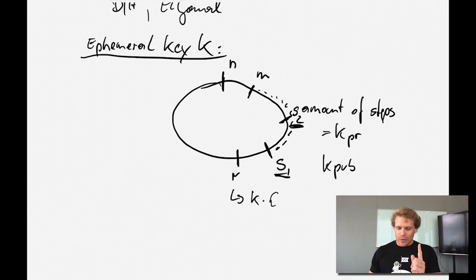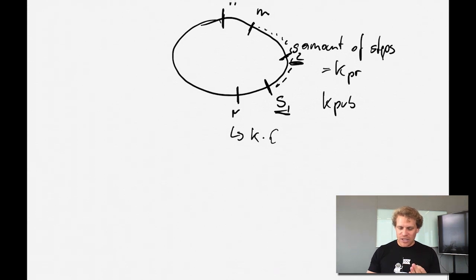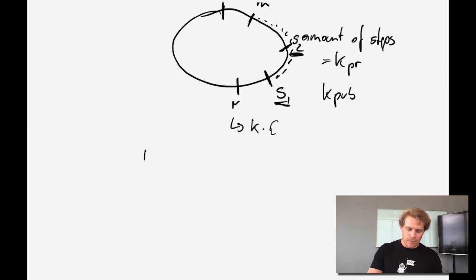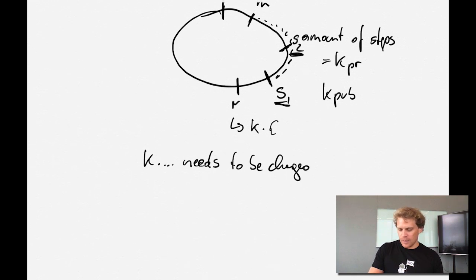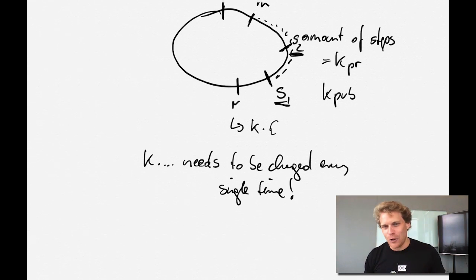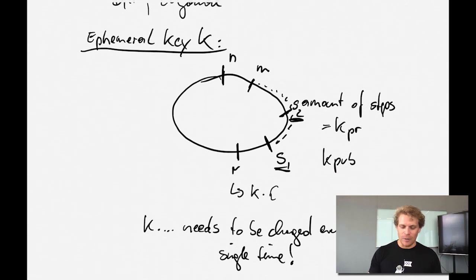So what I need to do is have this ephemeral key, which is a temporary key that I constantly change. Every time I make a signature, I need to change this key, right? K needs to be changed every single time. This is very important, as you will see in elliptic curve cryptography. Even large companies like Sony make mistakes there. And this is something that I'll show you when we discuss this on elliptic curves.